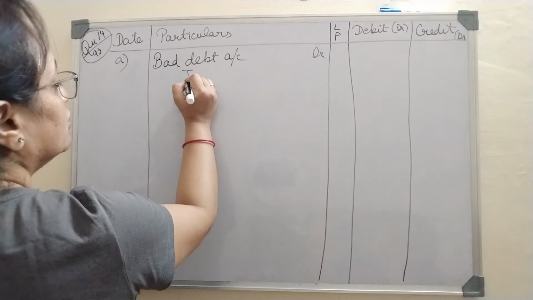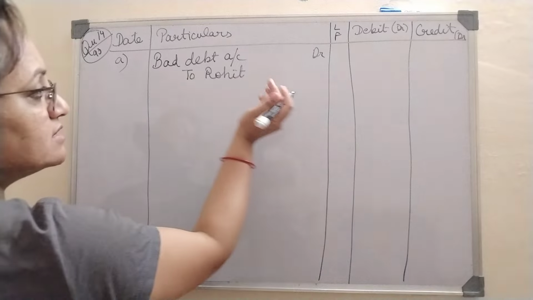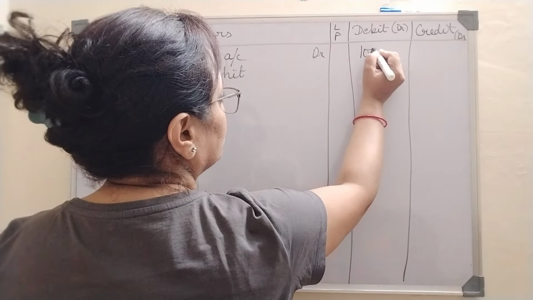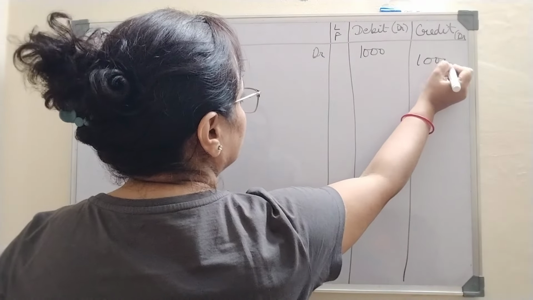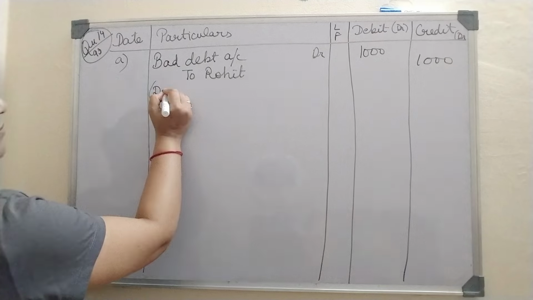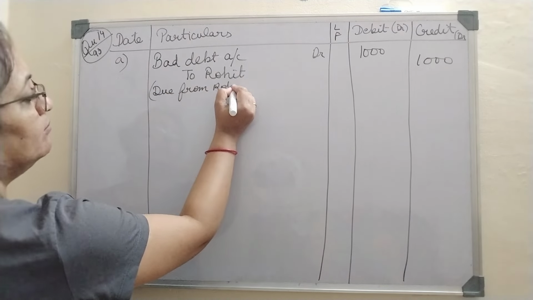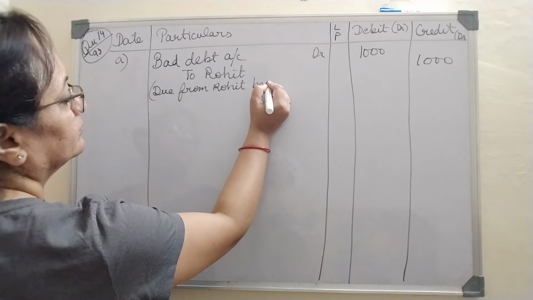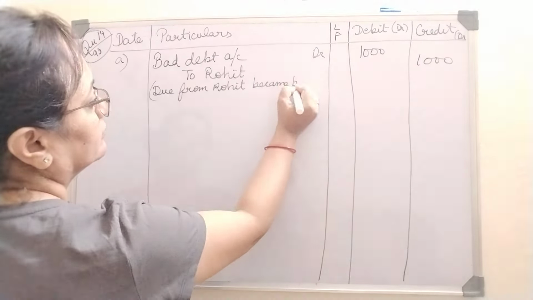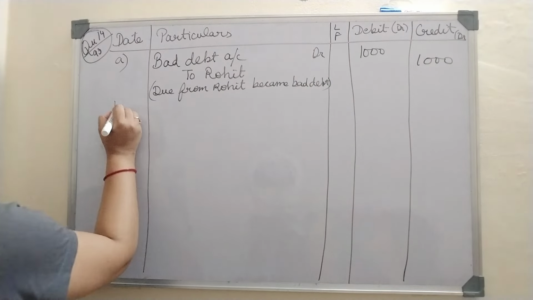So who was supposed to give me? Rohit. Rohit was my debtor, but now I have to reverse that entry. So I'm not going to get it. If I credit Rohit, then it means he is not going to return my money. So now the amount which was due from Rohit became bad debt. Okay, so I'm never going to get it back.